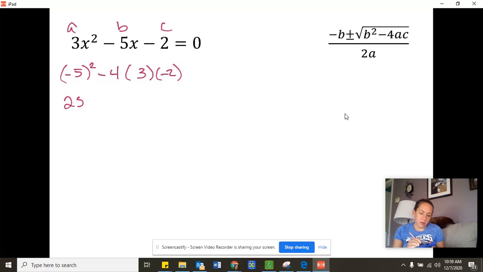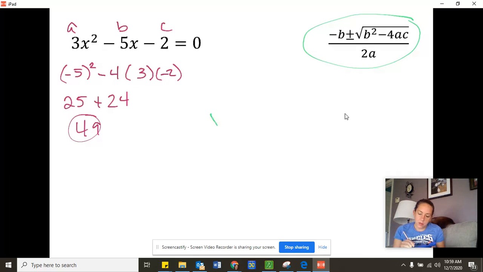So that becomes 25 plus 24, which is 49. Okay. So now I'm going to do the rest of the quadratic formula.